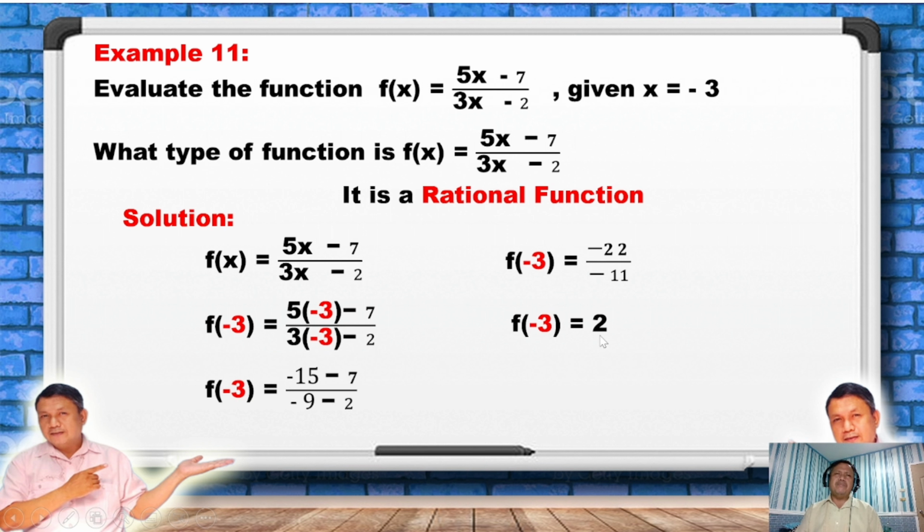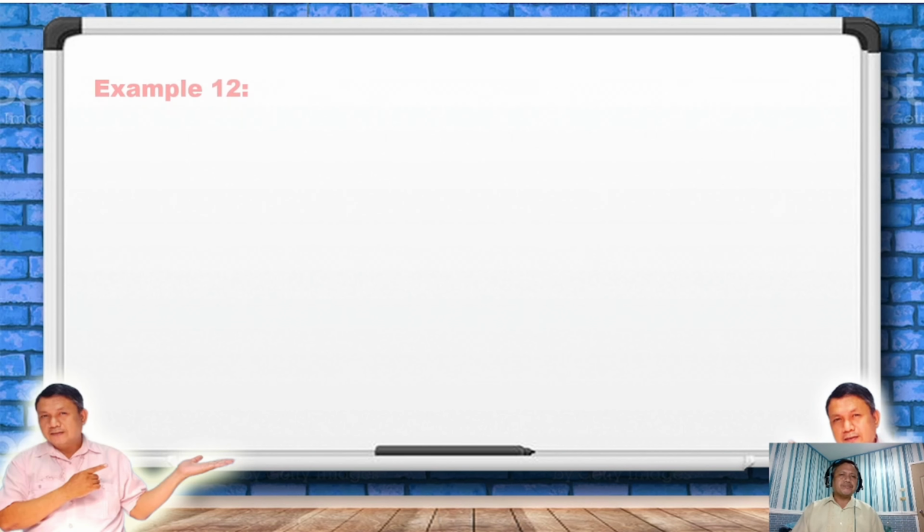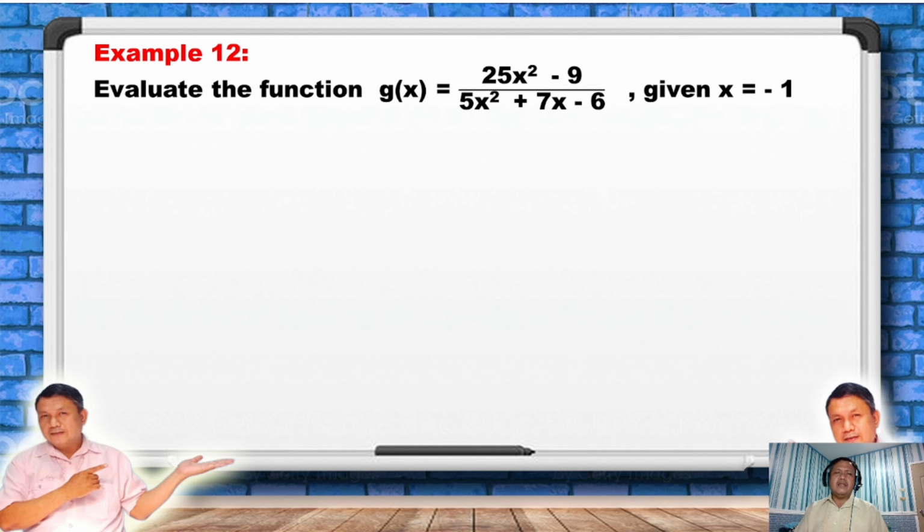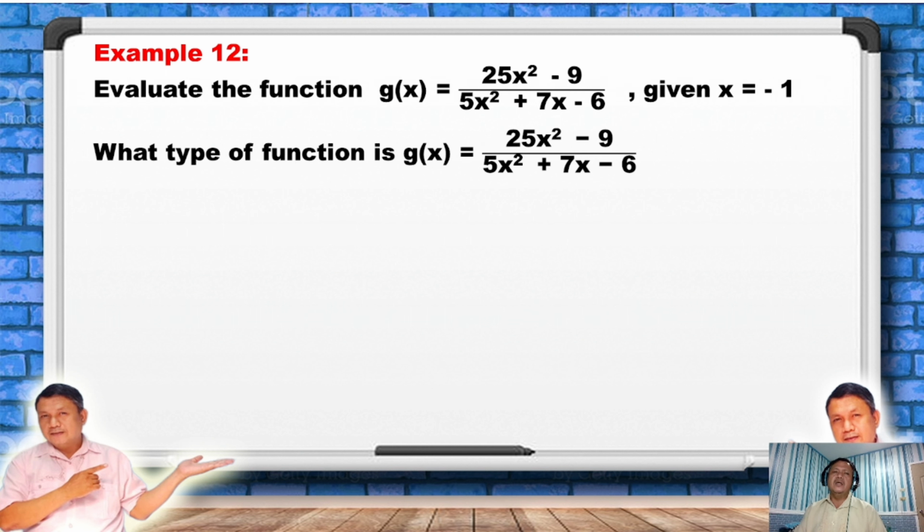So, dapat yung mga basic rules na yan ay alam na po natin. Ano? And let us now proceed to last example. And example number 12. Okay, evaluate the function g of x is equal to 25x squared minus 9 over 5x squared plus 7x minus 6 given that the x is equal to negative 1. So, question, what type of function is this? Okay, exactly. So, this is also, again, the example of a rational function. Now, how are we going to solve this one?